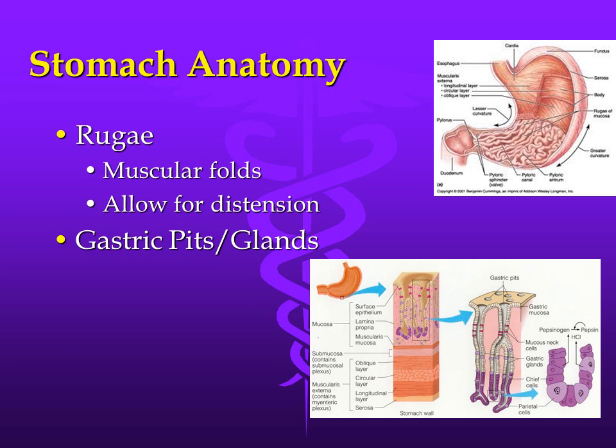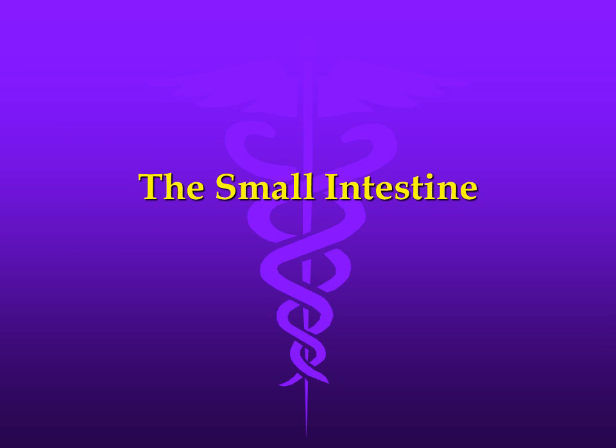Gastric glands are specialized cells within the gastric pits and include parietal cells, chief cells, mucous neck cells, enteroendocrine cells, or G cells, and enterochromaffin cells. The parietal cells secrete hydrochloric acid and intrinsic factor. The chief cells secrete pepsinogen and gastric lipase. The mucous neck cells secrete alkaline mucus and bicarbonate. The enteroendocrine cells secrete gastrin, and the enterochromaffin cells secrete histamine.